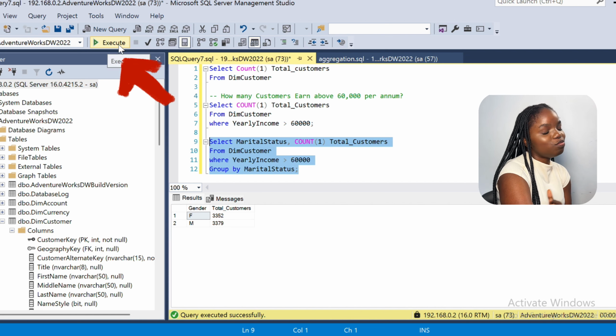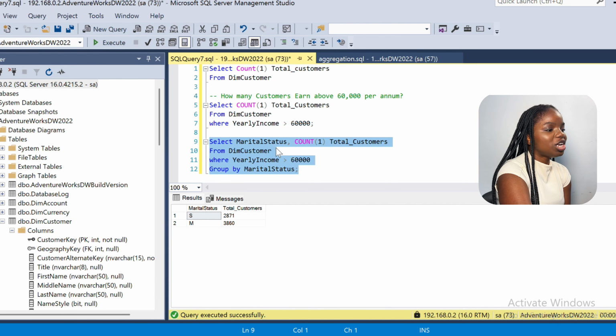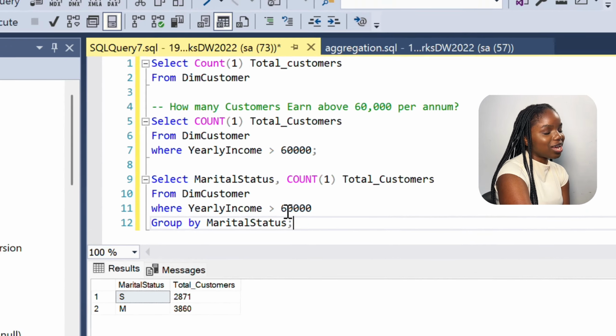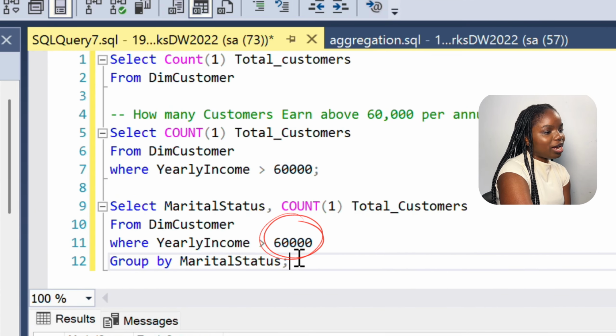Don't forget that we are doing all of this to know the different aggregation functions that we have. And up till now, we have used just the count aggregation function. So we'll be moving on to the rest of them in the next example. So we have over 2,000 single people and we have more married customers. So we can safely put up our promotions for married customers that are earning about $60,000 per annum.